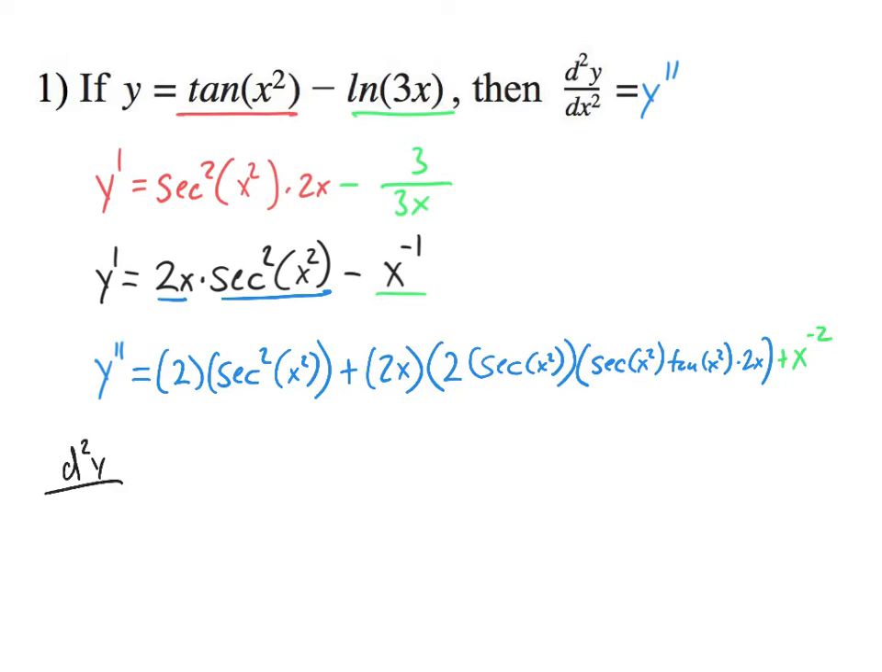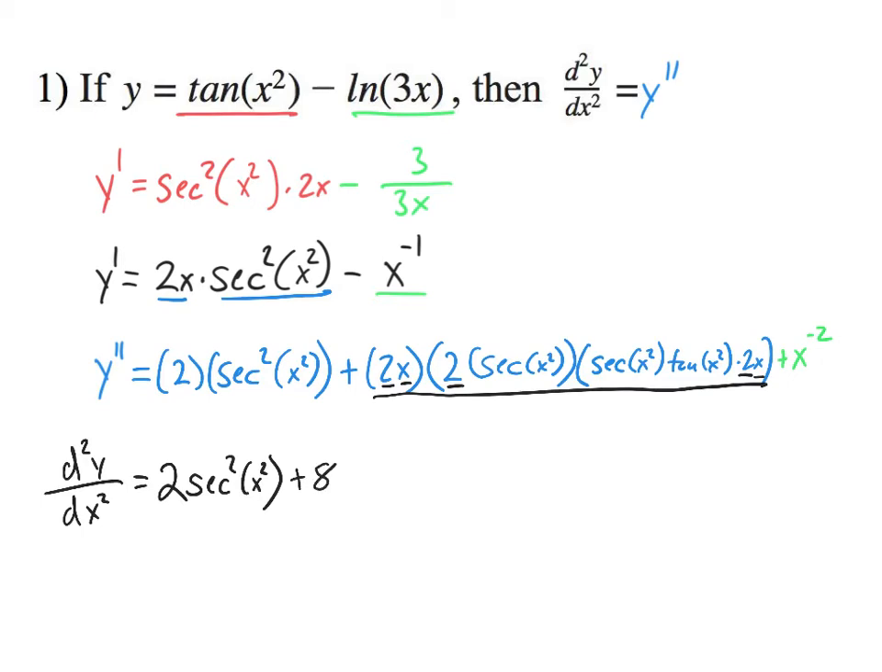Let me actually switch the notation now, just so you have the notation that was written at the beginning instead of y double prime. All right, now I could pull out GCFs, but I'm not. I'm just going to put 2 secant squared x squared. Okay, now this one right here is a mess to clean up. Do you see all that? I have a 2 times a 2 times a 2, and an x times an x times an x times an x there. So what does all that give us? That looks like it gives us plus 8 x squared.